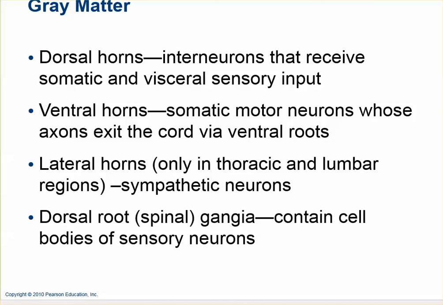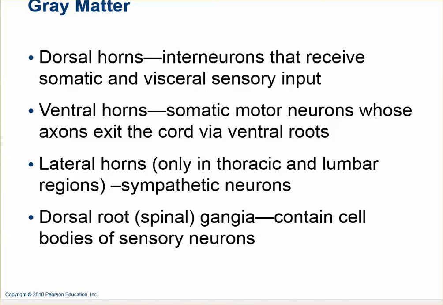The lateral horns we don't find in the neck. We only find them in the thoracic and lumbar region. And this is where we get the neurons for the sympathetic nervous system. This is the place where all of the sympathetic fibers start.